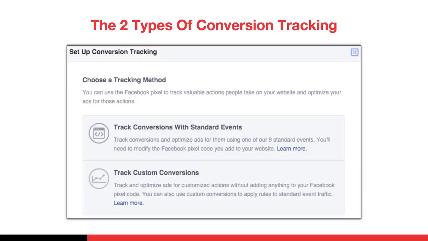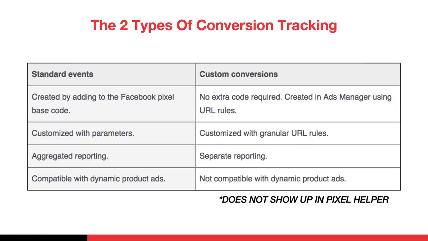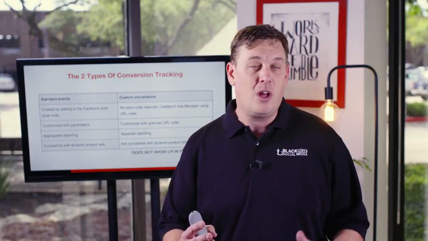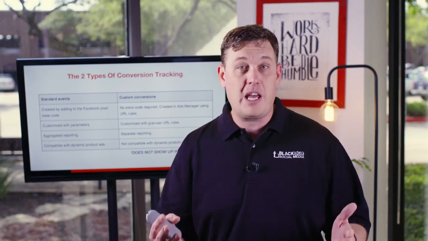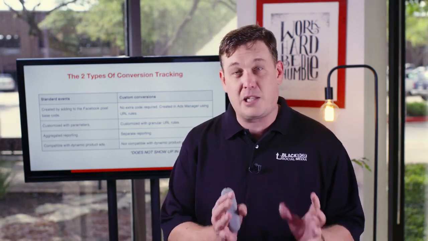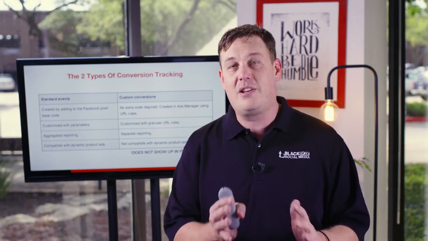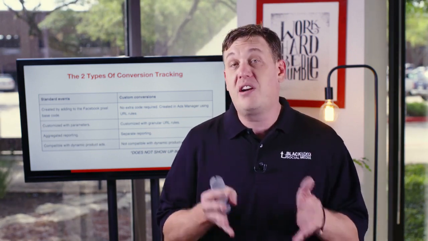Let's dive into 2 different types of conversion tracking events. On the left-hand side is standard events. On the right-hand side is custom conversions. Now, let's take a look at the left. The left is general labeling by Facebook. For example, we may label something a lead or a purchase. Well, that's a general label. That's what the standard conversions are all about. That is putting the base code on your site and telling Facebook, okay, here's a purchase or here's a lead.